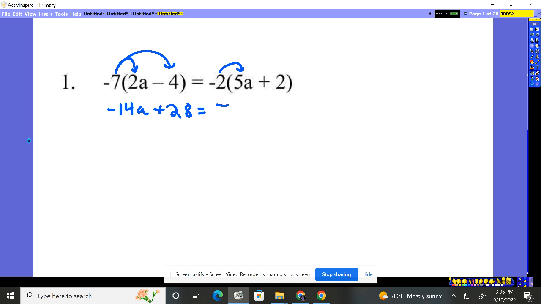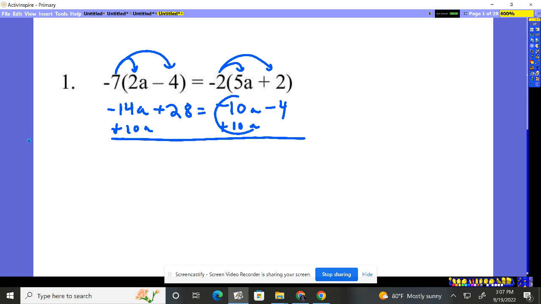Now I distribute through here. -10a, -2 times a +2, -4. Now let's move all a's to one side, all numbers to the other. So all variables one way, all numbers to the other. I'm gonna move them just over to the left. So I'm just gonna add 10a. It won't make any difference. It goes away here. 0 to -4. So you're left with a -4 on that right-hand side.